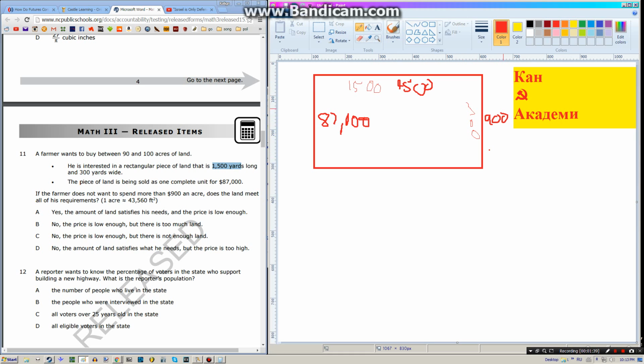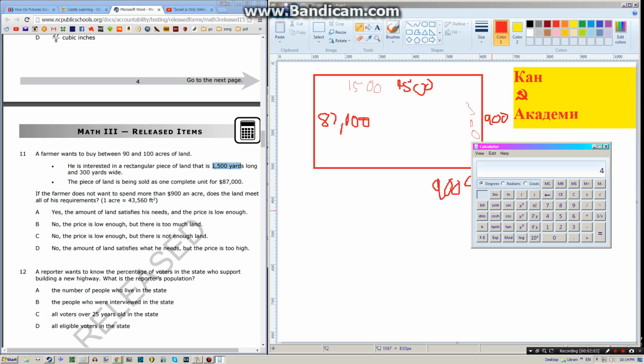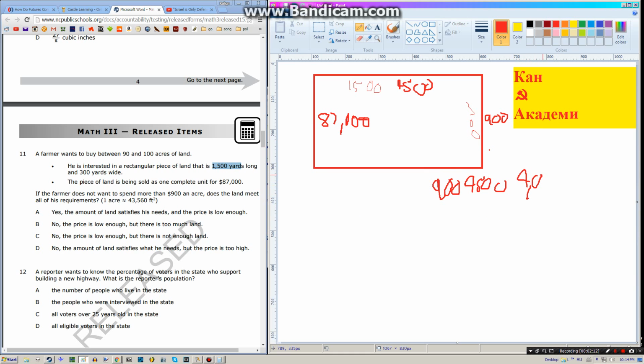So now we're going to multiply these together to see the area of this. So when you multiply 900 times 4,500, you end up with 4,050,000. That's what you get. Now, we divide that by 43,560. And that gives us roughly 93 acres. Now we have 93 acres.